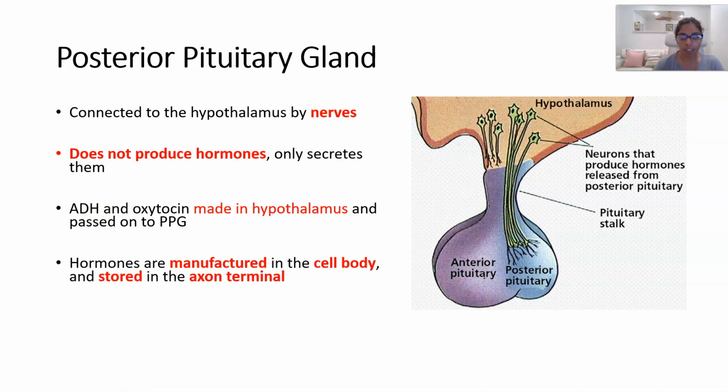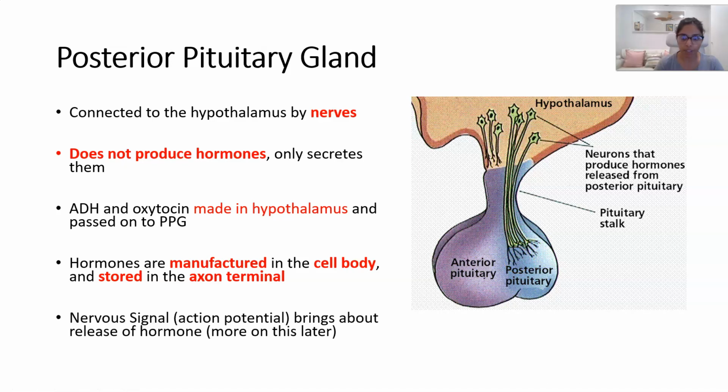Now, what we really need to understand here is that in the posterior pituitary gland, hormones are manufactured in the cell body of the neurons up in the hypothalamus, and they are stored in the axon terminals down here in the posterior pituitary gland. Okay, so there is a nerve signal which is known as an action potential. That nerve signal will travel from the start of the axon right down to the end, and it will bring out the release of the desired hormone, be it oxytocin or ADH.